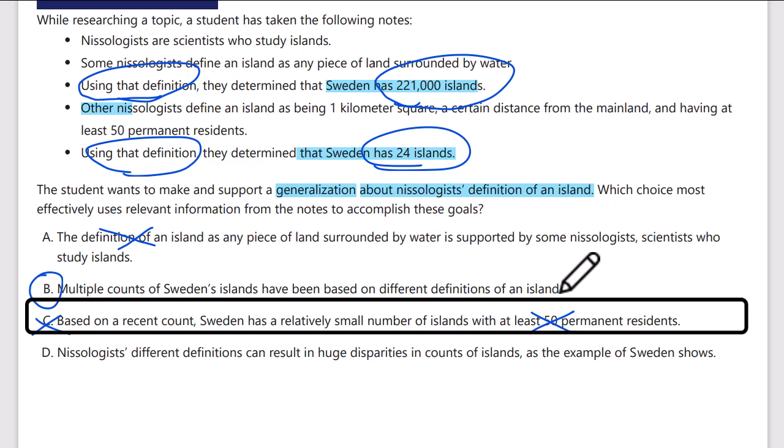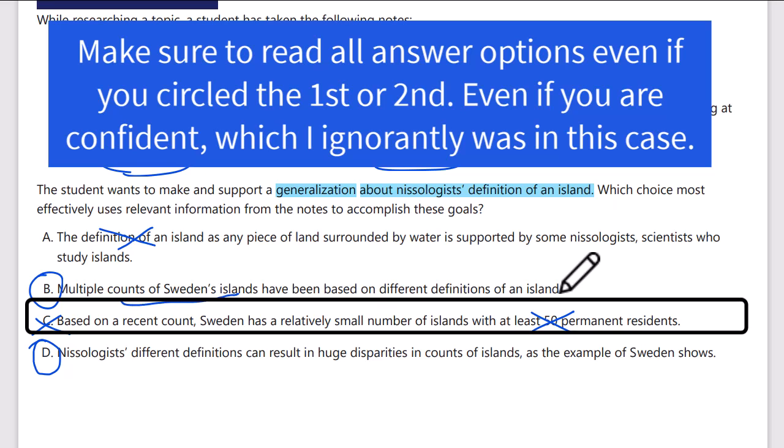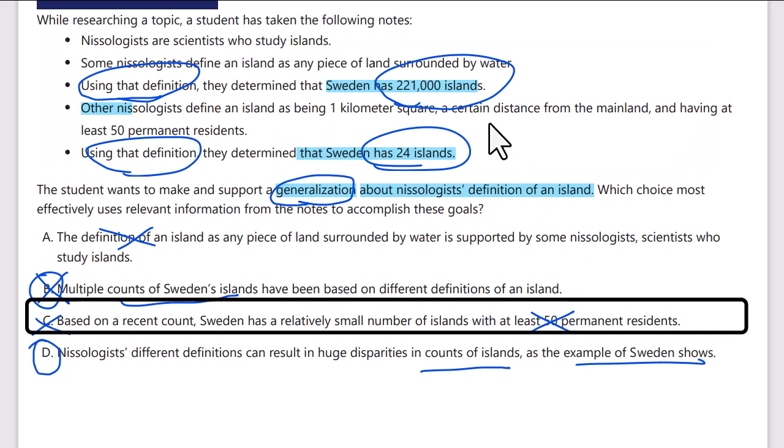That's also wrong. Knesologists' different definitions can result in huge disparities in counts of islands, as the example of Sweden shows. This is a much better answer. Notice, and I didn't pick up on this in the first go, B talks about counts of Sweden's islands. That's not a generalization, which is what we want to do here. This is too specific. I missed that while I was going through it the first time. The correct answer will always show a generalization independent of the specific examples in the bullet points, and then cite those examples to help support that generalization. That's exactly what D does.